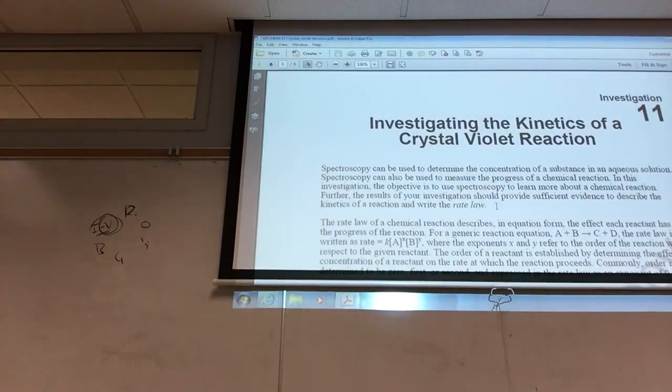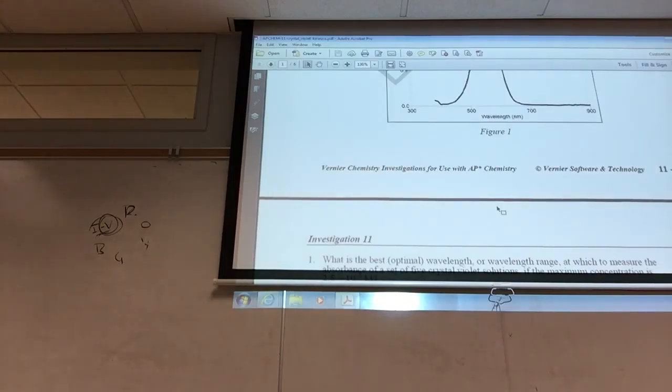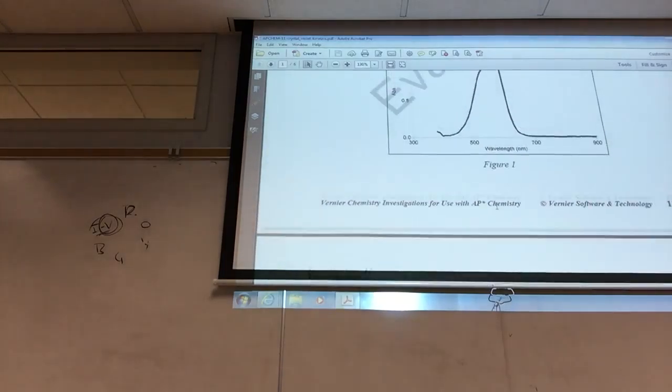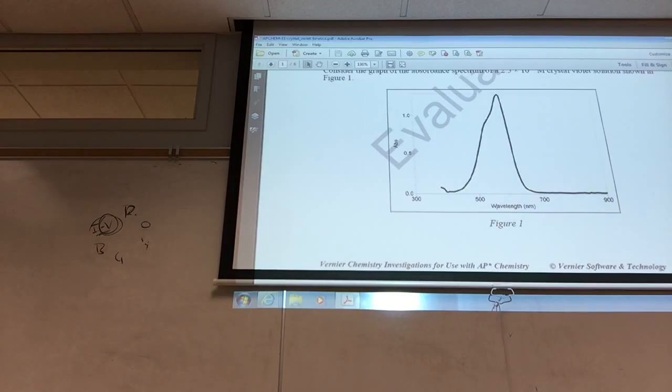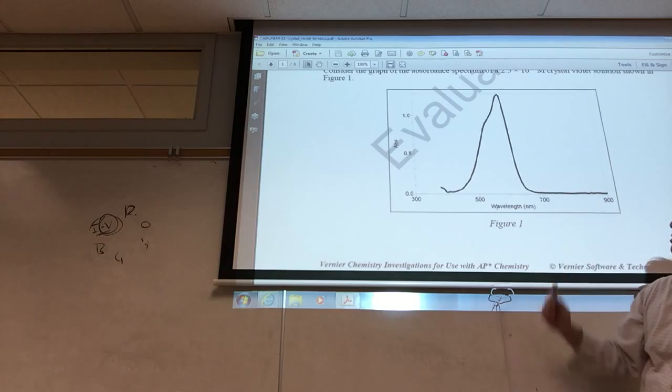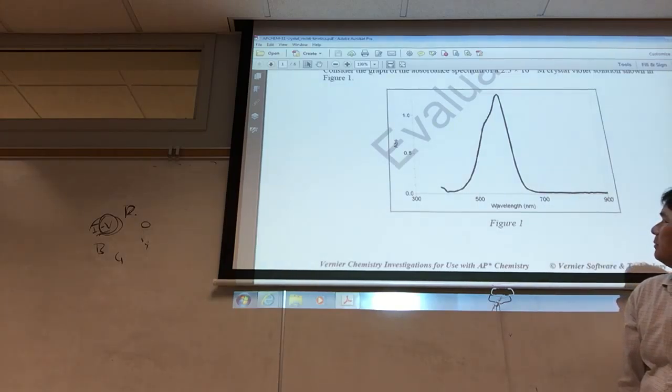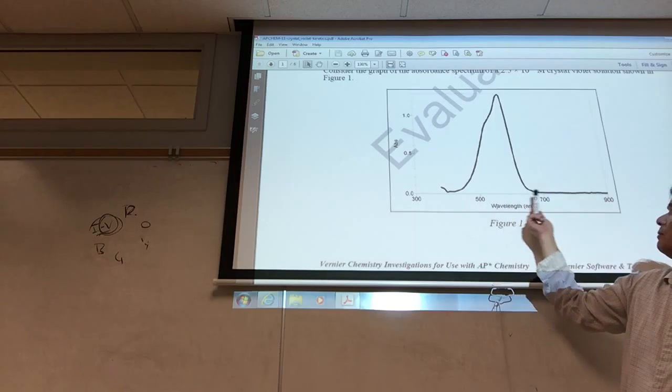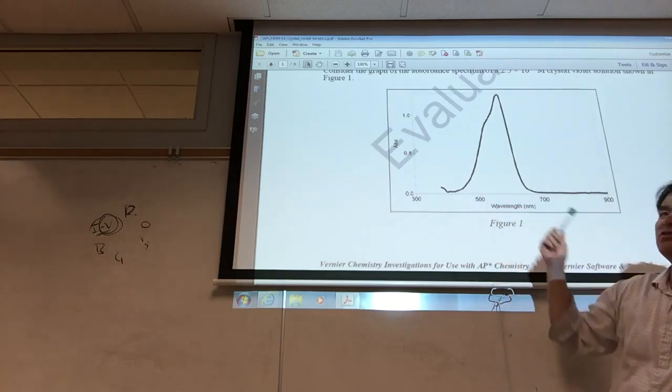This is the handout here, but the handout contains a lot of stuff in chapter 14, which we aren't going to worry about yet. So I only have the evaluation copy of the handout. We didn't buy this particular handout. But this is the visible spectrum of crystal violet. In fact, this is what we call the UV vis infrared spectrum, because the visible spectrum only consists of part of this range.